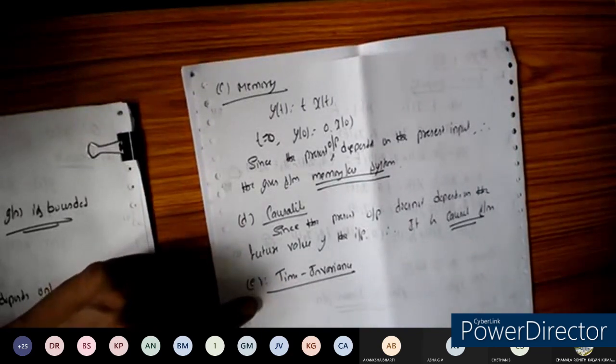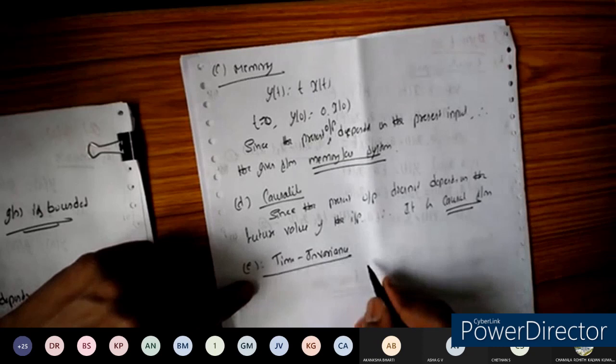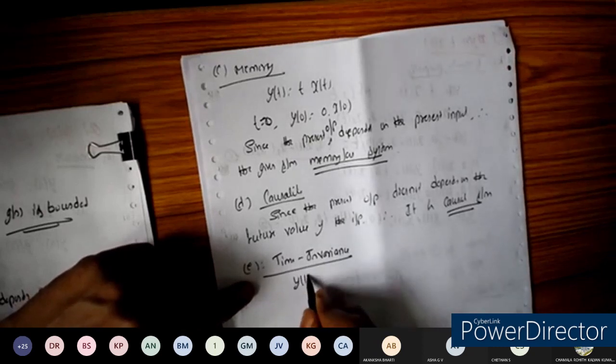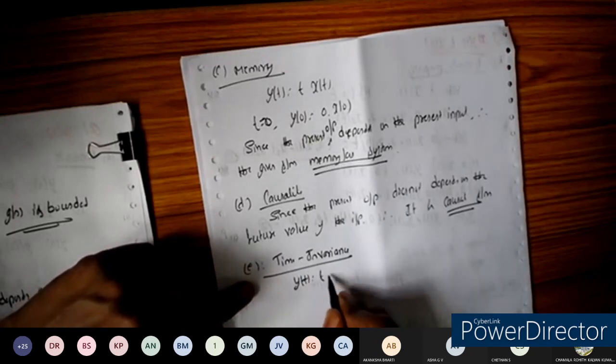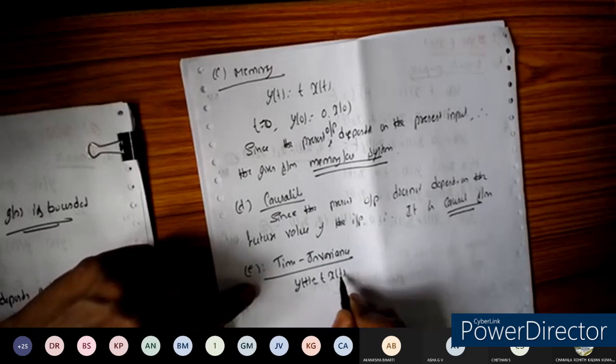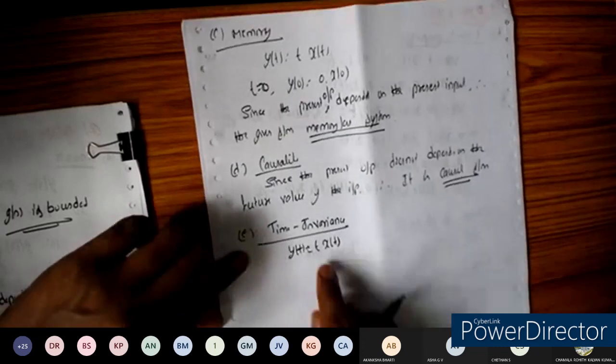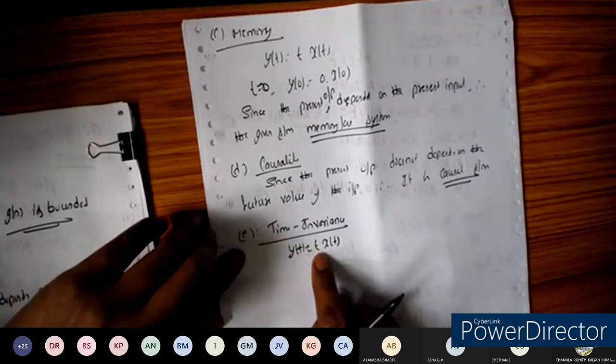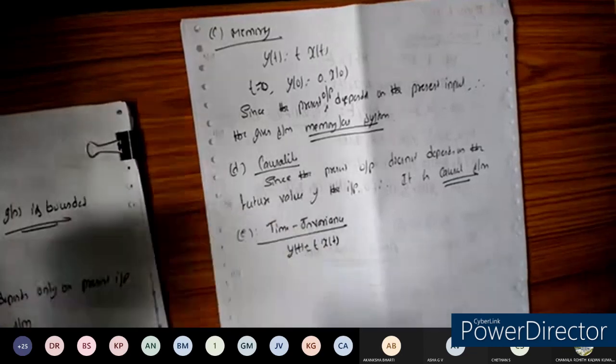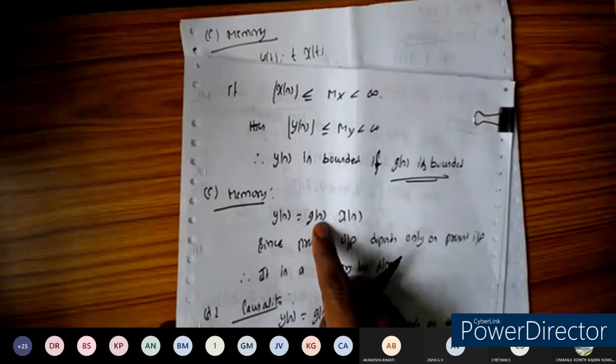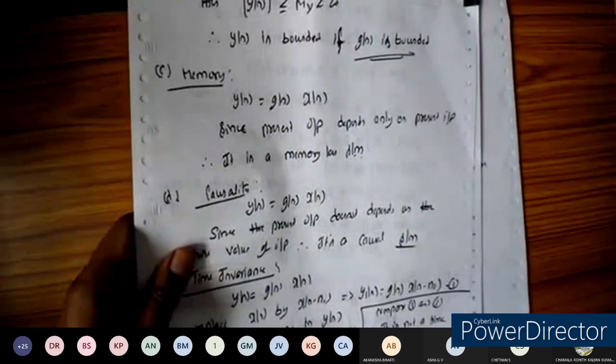So what the time invariance property says is, given y of t is equal to t into x of t, you can observe here that since t is present here, it is not a time invariant system. In the previous problem also we have seen the same thing, where another term in terms of n is there. That's why this is also not a time invariant system.